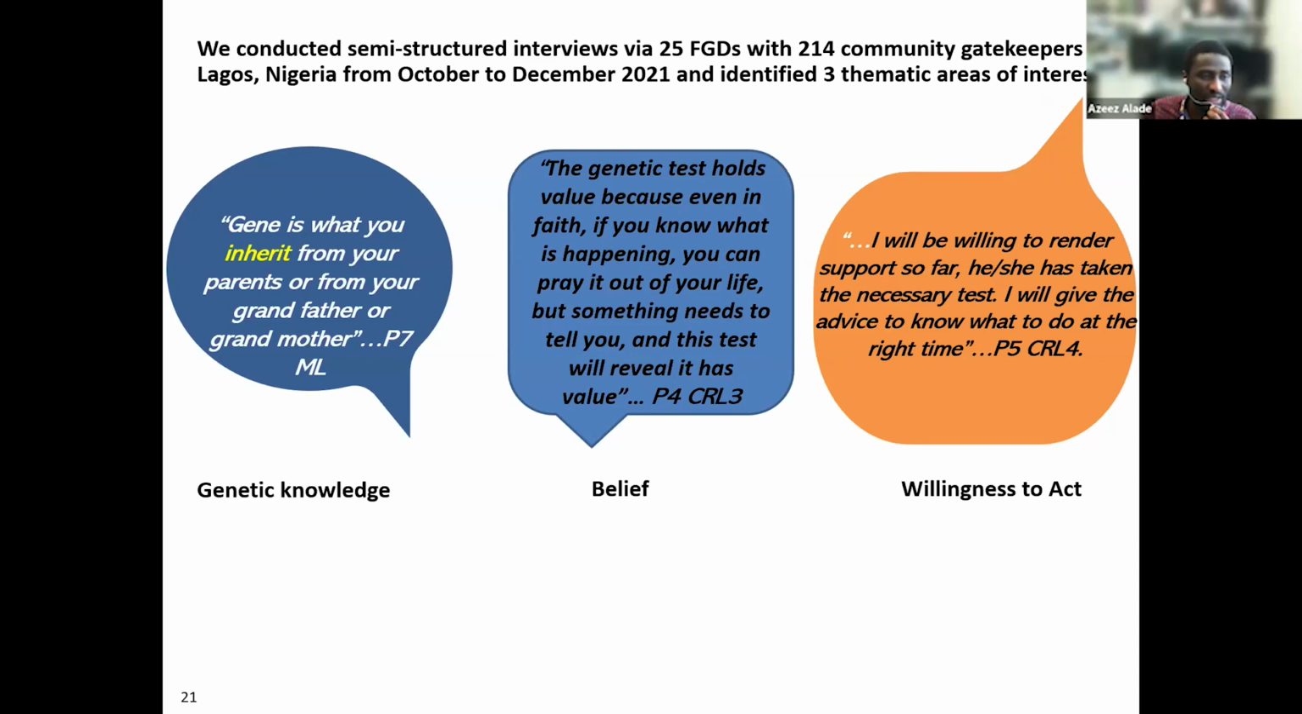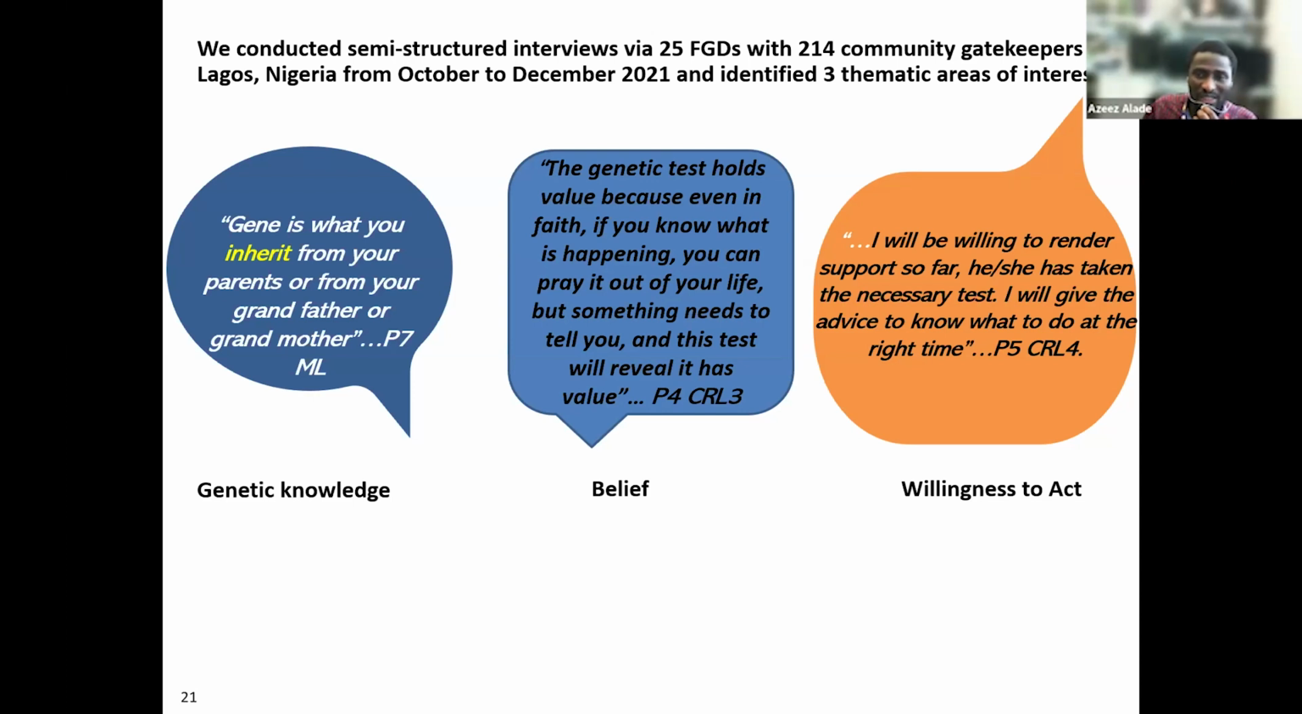One is the genetic knowledge, the belief, and the willingness to act. And these are some of the things we gathered from this information. It shows that these community gatekeepers are willing to assist the patient, although in terms of belief, they just want to know because knowing would help them pray against it. This gives us a good opportunity to intervene, to give them the necessary information they need to assist these caregivers, or these mothers that have patients with orofacial clefts.